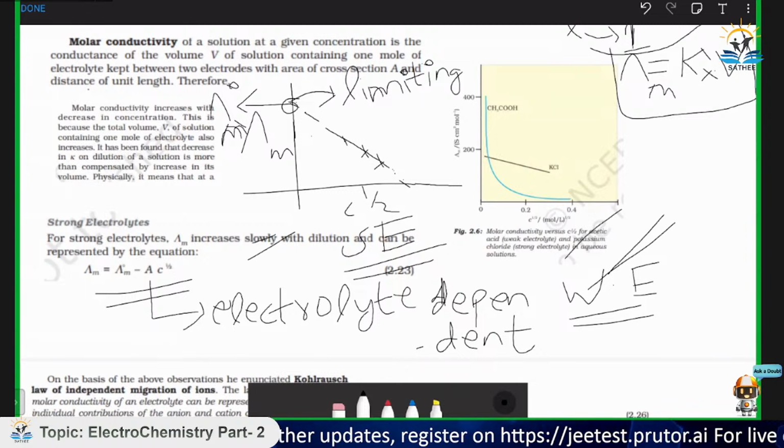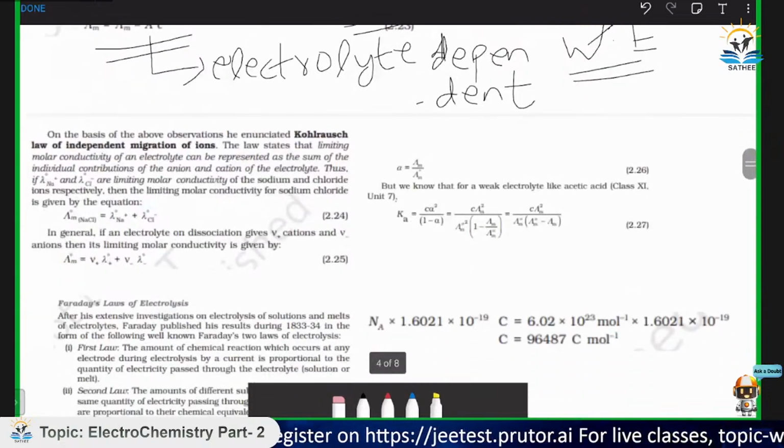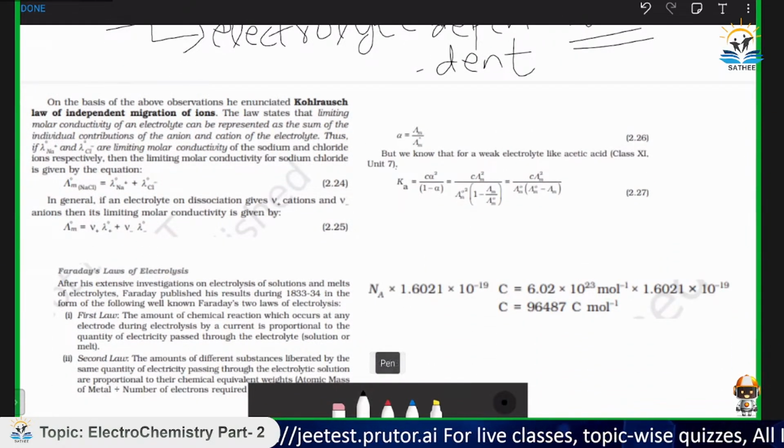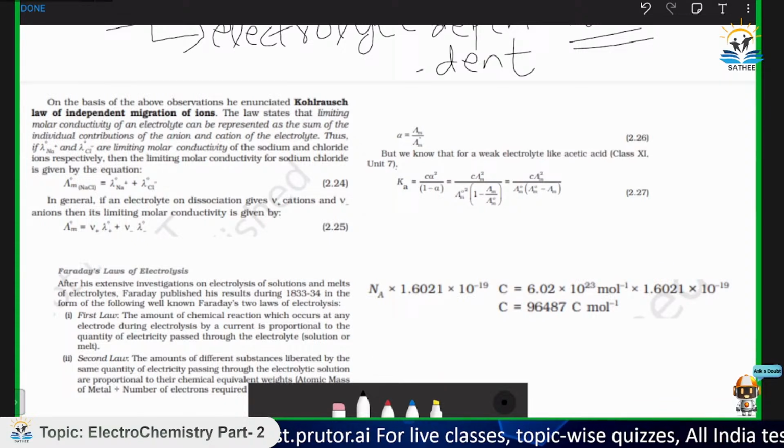This is for weak electrolytes. For weak electrolytes the graph is messy as shown above, so we cannot have a law to determine the limiting molar conductivity. But what is possible for weak electrolytes is Kohlrausch's law of independent migration of ions. The proof of this law arises from theory, not experiment.